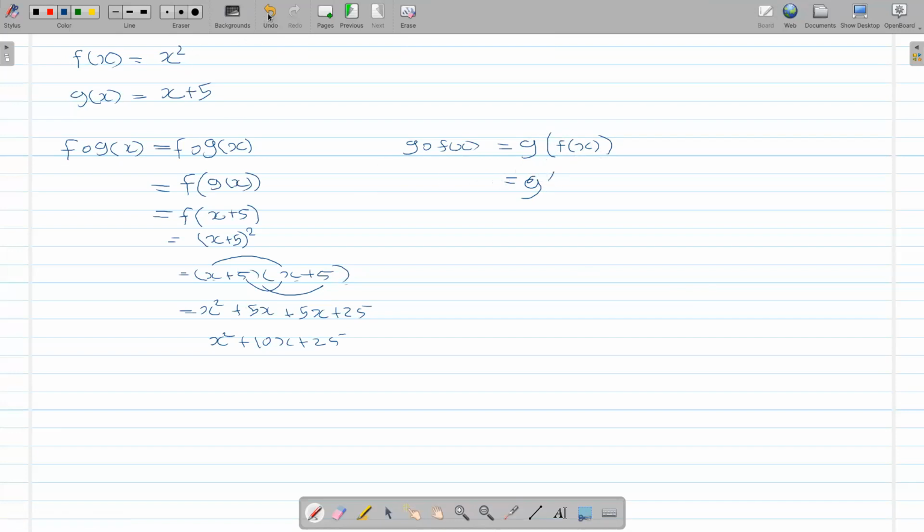So g of f(x), so here g of x squared, no? I'm plugging in x squared for g. So in the place of x, I have x squared. Instead of x, I am plugging in x squared, no? So this is g of f. Okay.